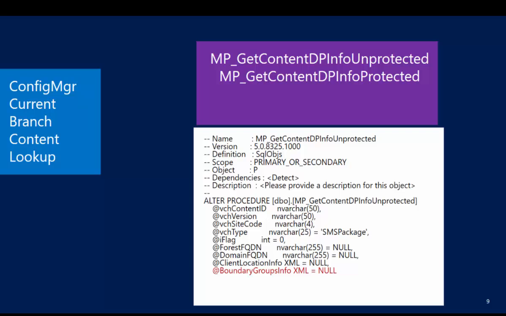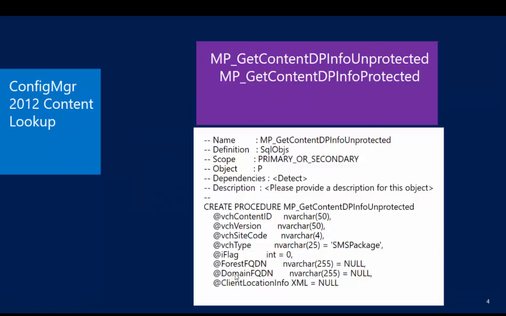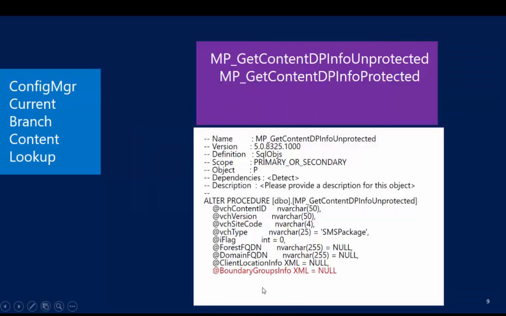So the same stored procedures, right? You notice at the bottom here, there has been added another entry. Specifically, boundary group info is a value that is passed into the stored procedure. So if we reflect back to 2012, there is no boundary group info parameter in the stored procedure. So the implication here is that something has changed in the programming of this stored procedure to facilitate receiving boundary group information from somewhere, right?